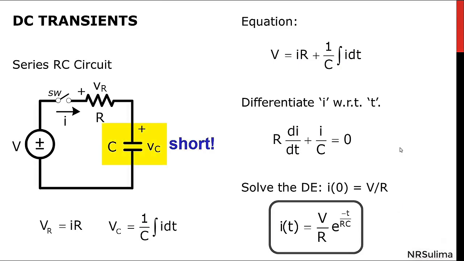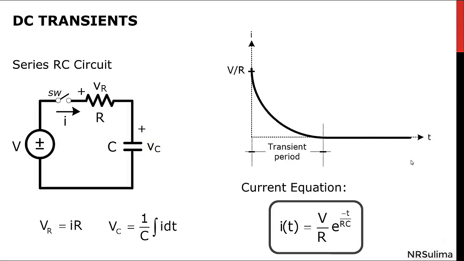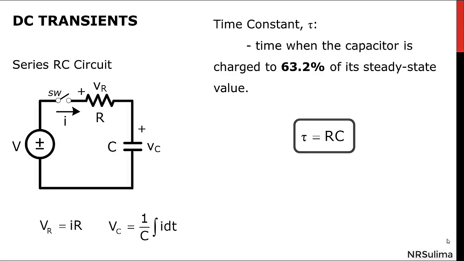Since at the particular moment the capacitor is acting as a short circuit, this current equation, whose graphical representation is given by this, is applicable to any RC circuit with a capacitor having no initial charge. The time constant of a series RC circuit is the time at which the capacitor is charged to 63.2% of its steady state value, and it is given by the formula R times C.